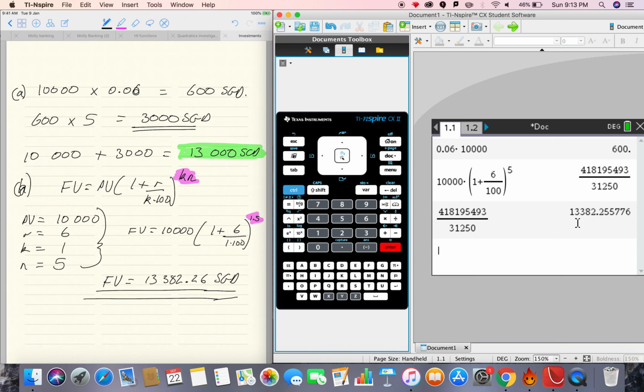I lived in Oman for a while, and they had 1,000 baisa in 1 rial. 1 rial is kind of like $1. So yeah, that was 1,000. But you'd be okay if you round to 2 decimal places.